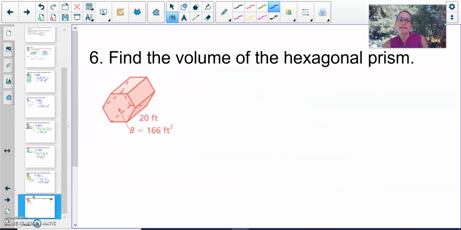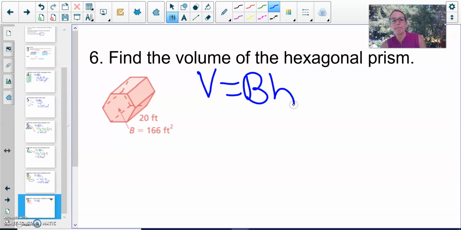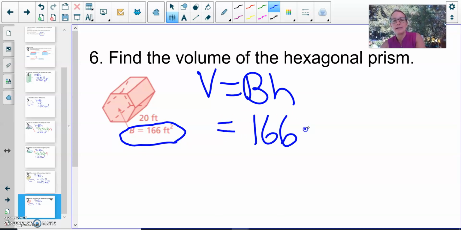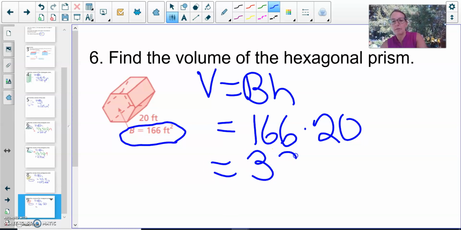Okay, and our last example, find the volume of the hexagonal prism. So again, I'm going to start with my formula. Volume equals base area times height. We're lucky because, again, they found the base area for us. So it's 166 times the height of the prism is 20. Use my calculator to multiply that out. We get 3,320 feet cubed.